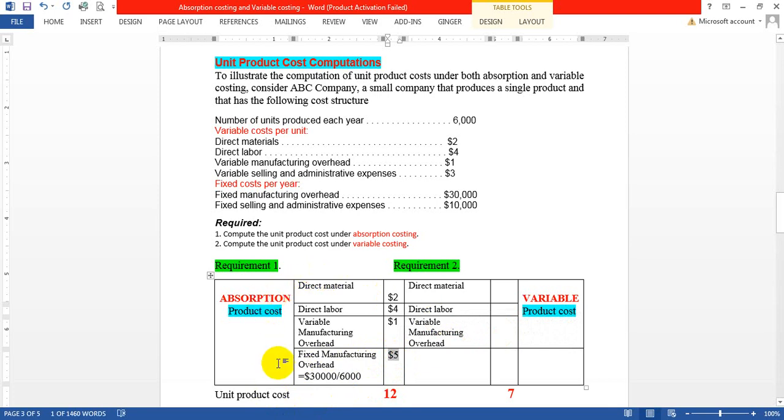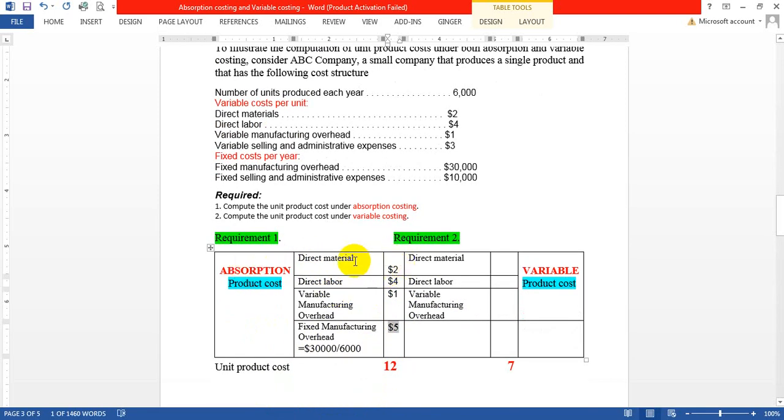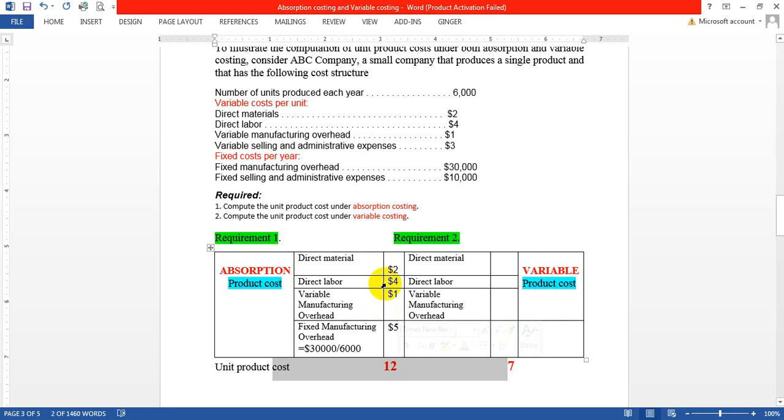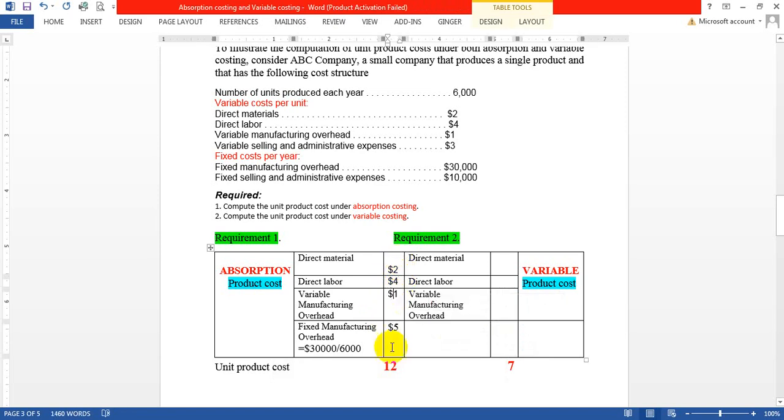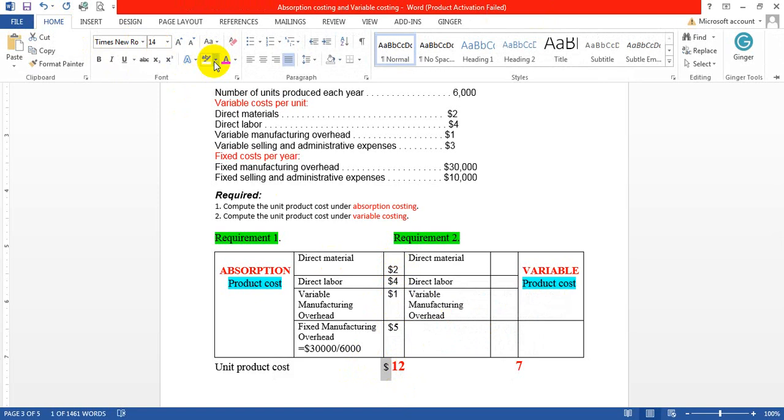So what is my per unit product cost under absorption costing? You can calculate it: 2, 4, 1 and 5. 2 plus 4 is 6, plus 1 is 7, and plus 5 is 12. So the unit product cost under absorption costing is $12. Is it clear? I hope it is clear to you.